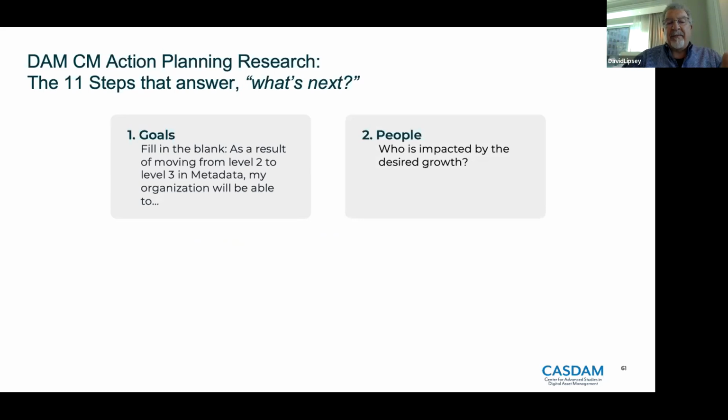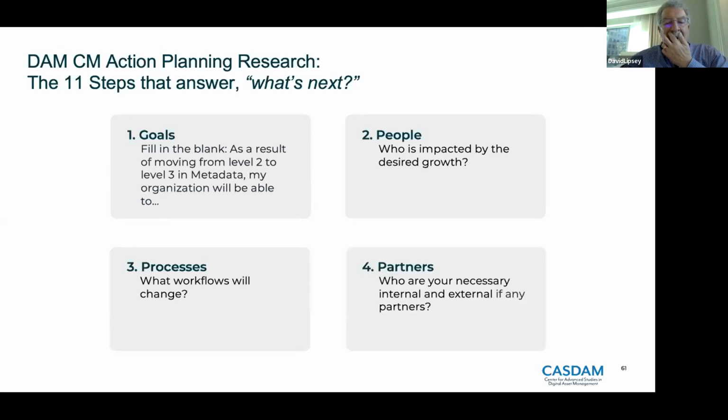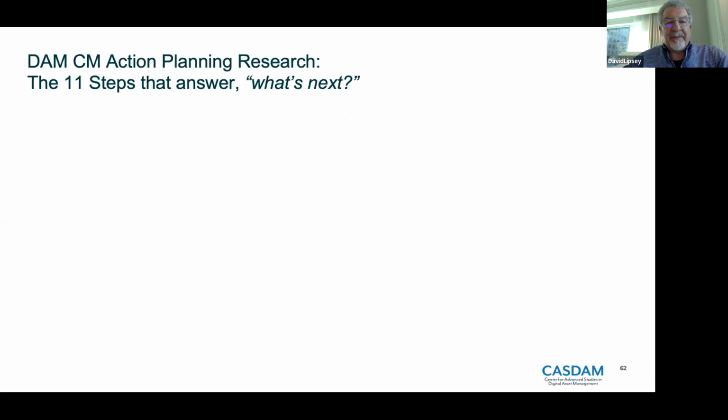So if I move from 2 to 3, or from 1 to 2, whatever might be right, who's impacted by this? At question 3, to get ready to plan for this, what workflows are going to change? Am I going to alter my relationship with an agency, for example? What partners, for example, might be impacted by this? Do I have licensing workflows that might be changing?